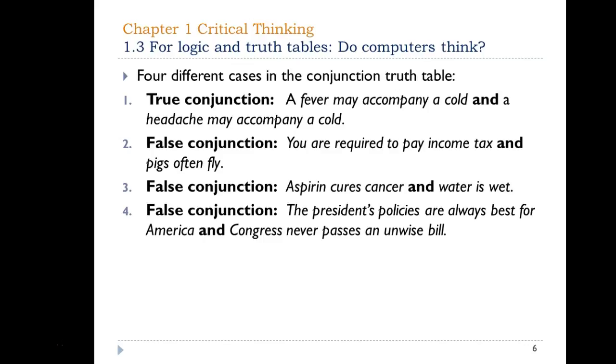The conjunction is false. Another false conjunction: the president's policies are always best for America, and Congress never passes an unwise bill. "The president's policies are always best for America" is false. "Congress never passes an unwise bill" is also false. The conjunction is false.